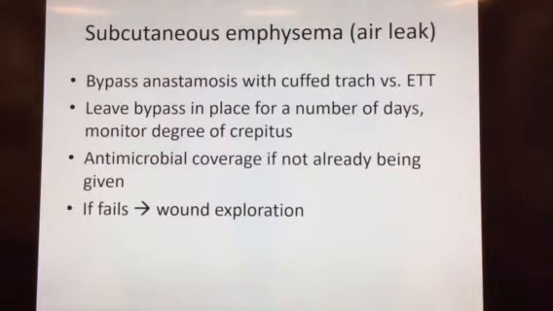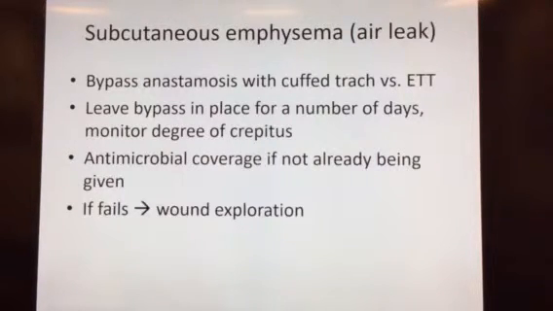As far as subcutaneous emphysema, if you experience an air leak postoperatively after your airway reconstruction, the best thing to do if it is progressing and if it is a problem, first of all, is conservative management. You can observe it, and if it's not getting any worse, then you can just leave it alone and have your patient on antibiotics to try to prevent any infection. If it is getting worse, then you may need to bypass that anastomosis with a cuffed trach versus a cuffed endotracheal tube. The whole idea here is to isolate the area of leaking and bypass it.